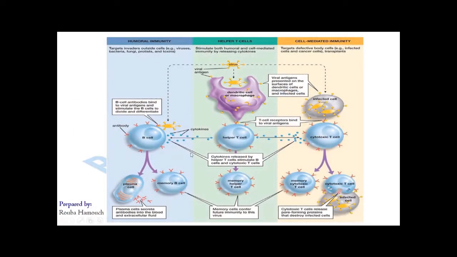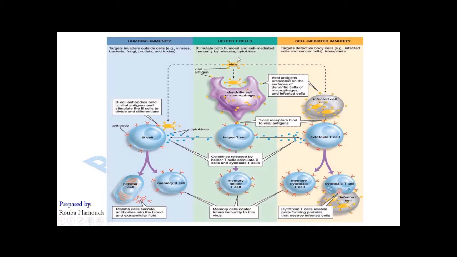This diagram shows a summary on both immunities, the humoral and the cell-mediated, and their coordination via the T helper. We take the case of a virus. The virus is an intracellular microbe, which means it needs to enter a host cell in order to multiply.